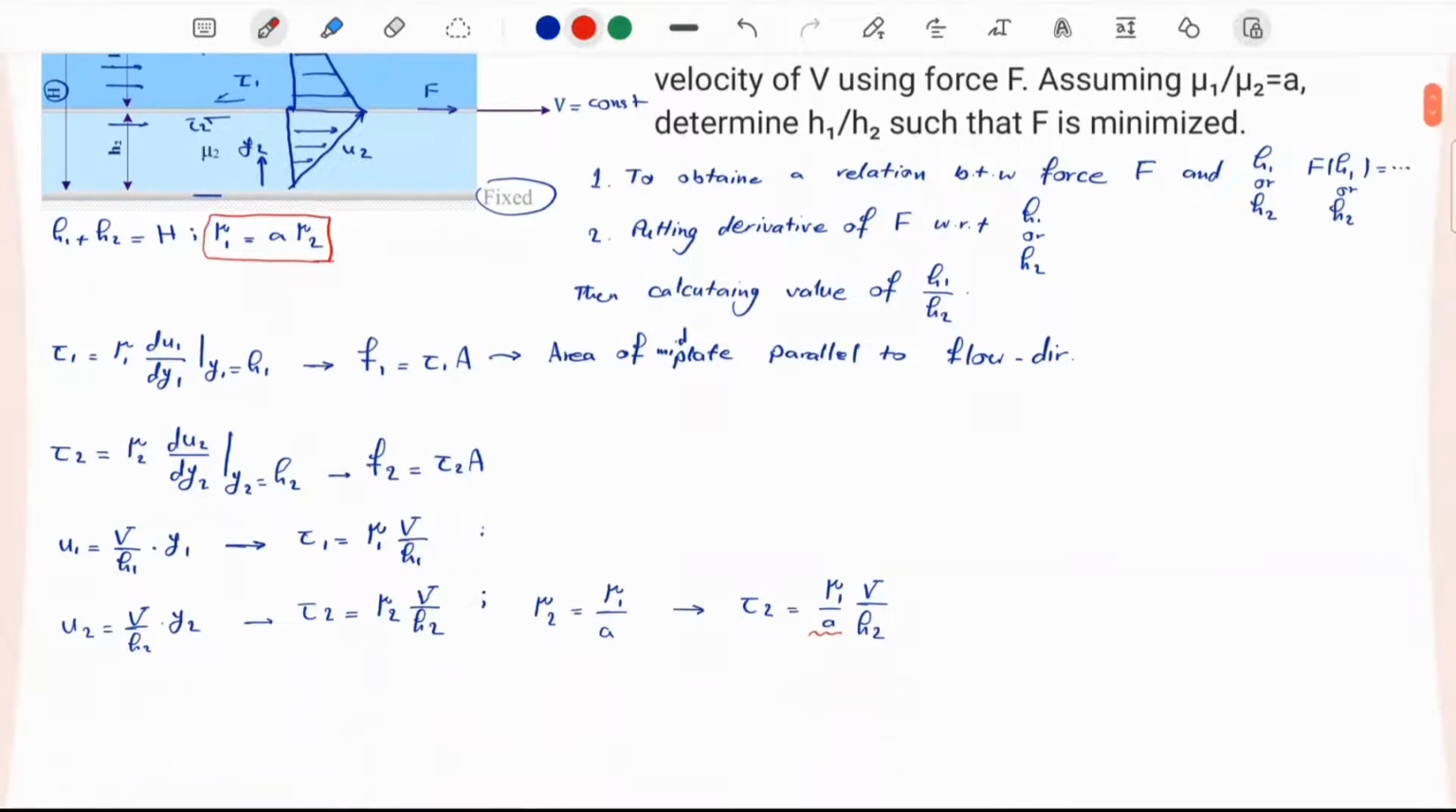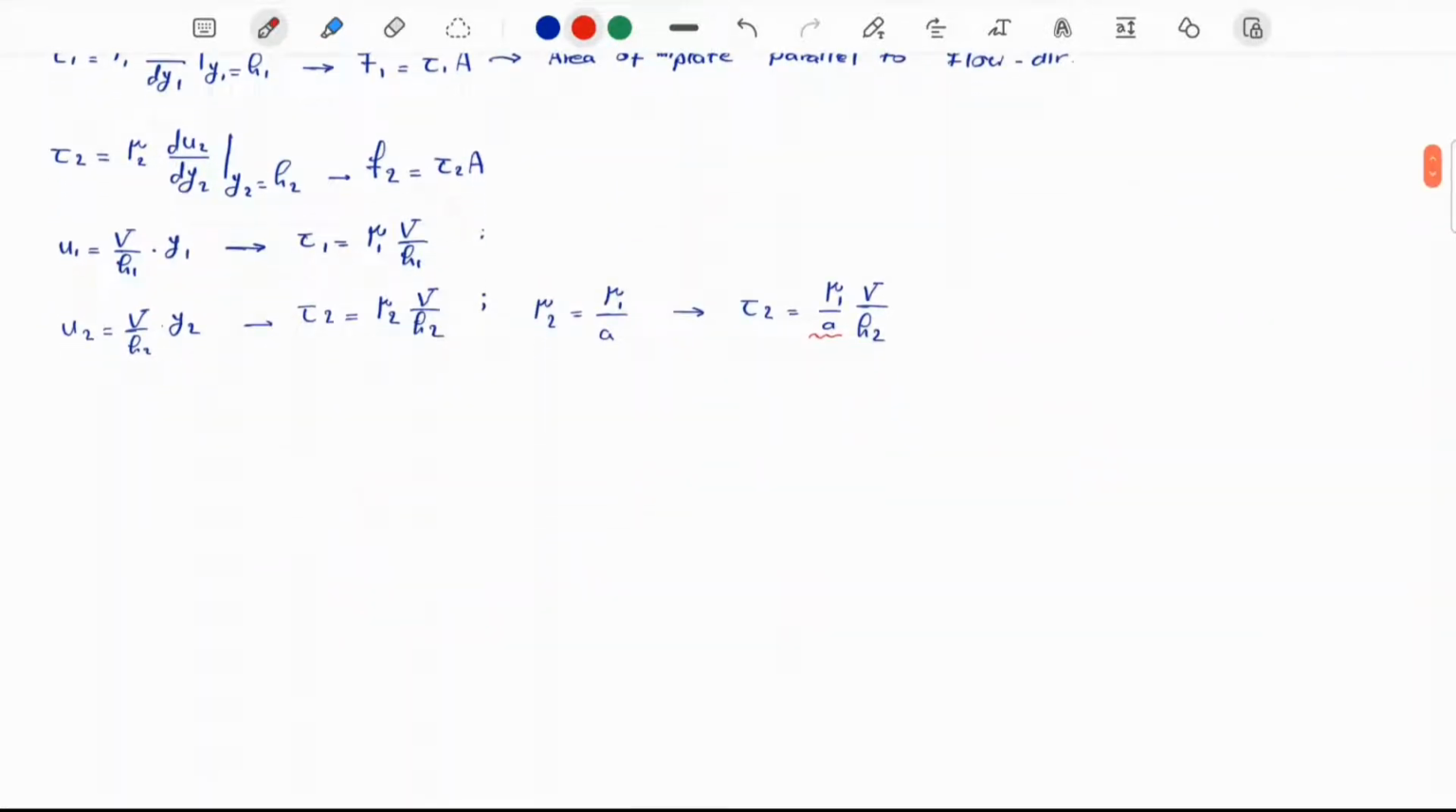Now, we should draw a free body diagram for the mid plate. So this is our mid plate, and some force F pulls it, and two forces resist that pulling force. Okay, now Newton's second law of motion.